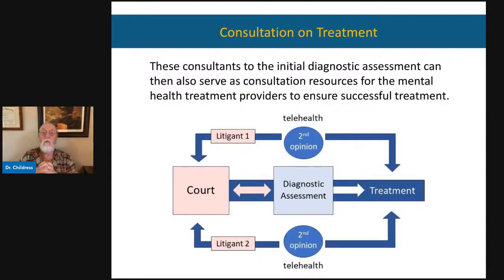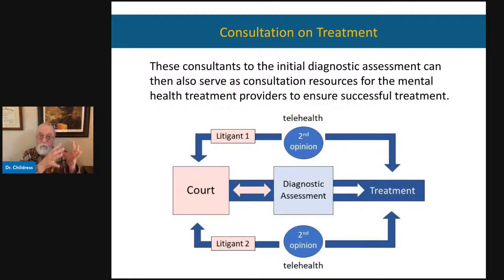It's a love and bonding problem. So now the consultation on treatment will improve the quality of the treatment provided. So these consultants to the initial diagnostic assessment can then serve as consulting resources for the mental health treatment providers to ensure successful treatment when that occurs.